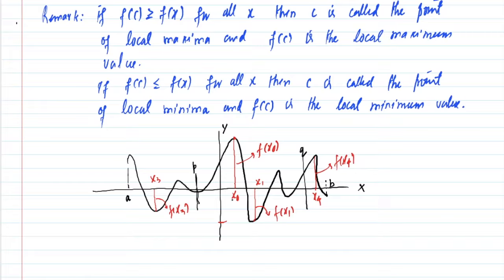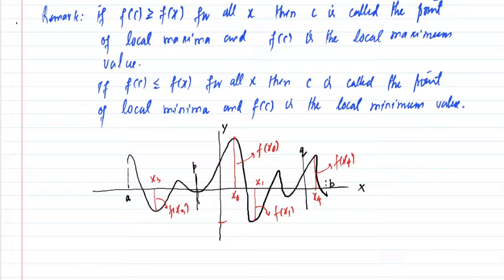So therefore this point x0 is a point of local maxima on the interval p to q, and x1 is a point where the function has the smallest value, so x1 is a point of local minima on the interval p to q. And again, this f of x0 is the local maximum value on the interval p to q, and f of x1 is the local minimum value on the interval p to q.